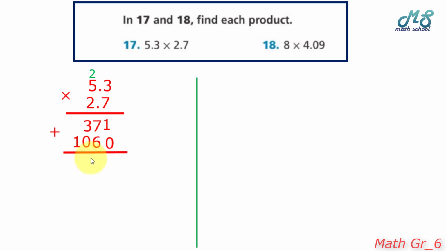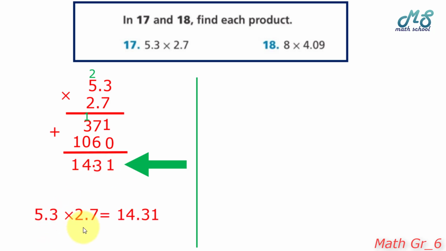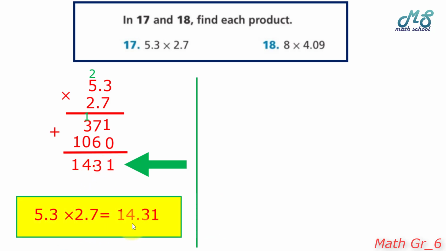Now we can add the two partial products. 1 plus 0 equals 1. 7 plus 6 equals 13. Write 3 and carry 1 over 3. It will be 4. And bring down 1. Don't forget to insert the decimal point in the product. How many decimal places do we have in the factors? We have 2 decimal places, so insert the decimal point after 2 digits from the right. Now the product is 14.31. 5.3 times 2.7 is equal to 14.31.